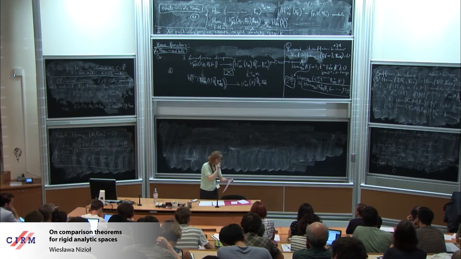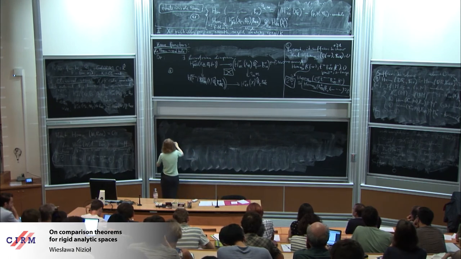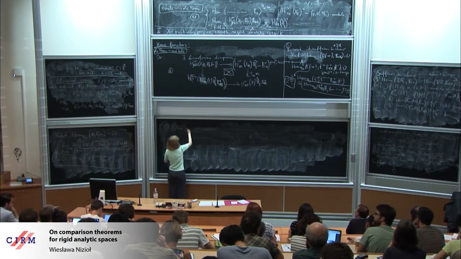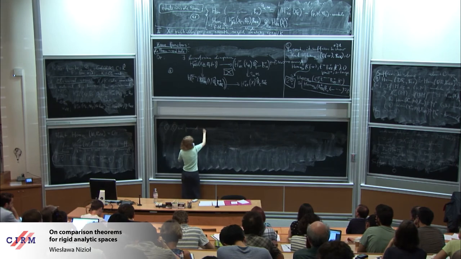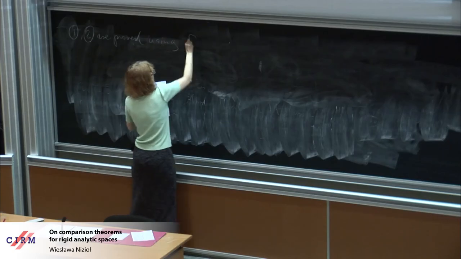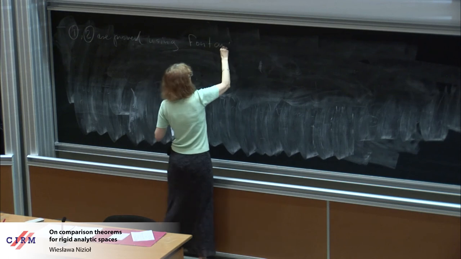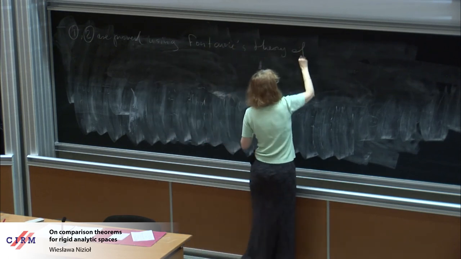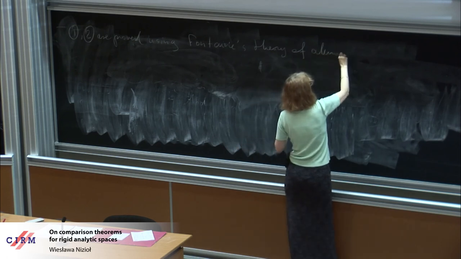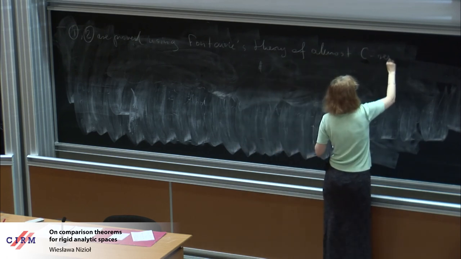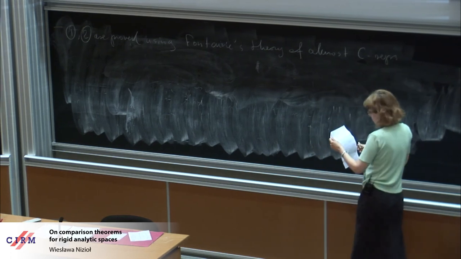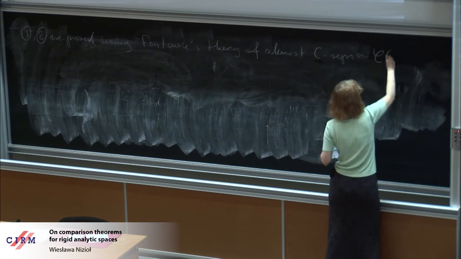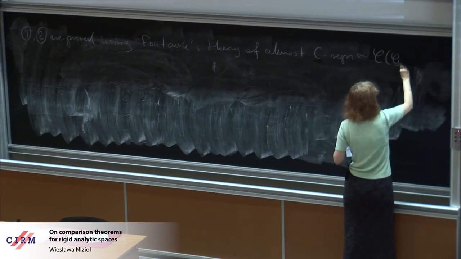Let's just survey briefly. So these two points are proved using Fontaine's theory of almost C representations. By representations, we mean representations of the Galois group. This category is denoted by C of GK.